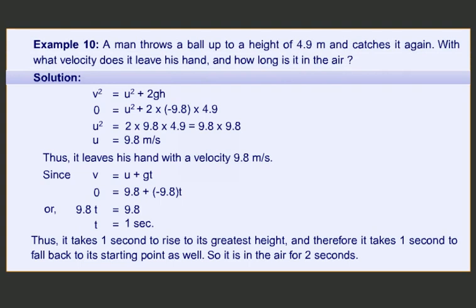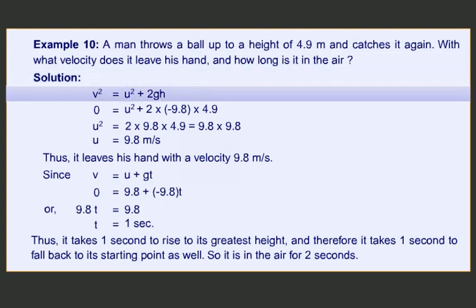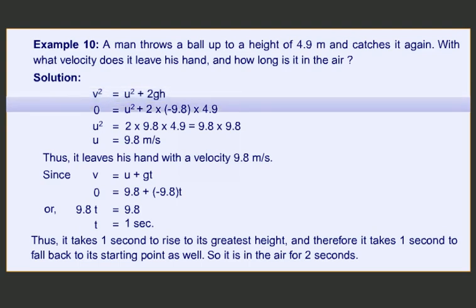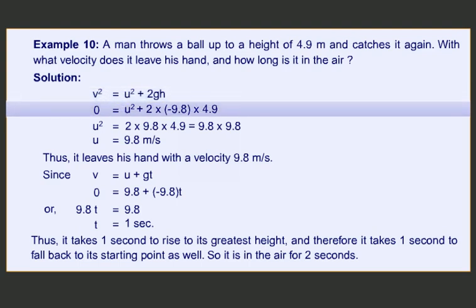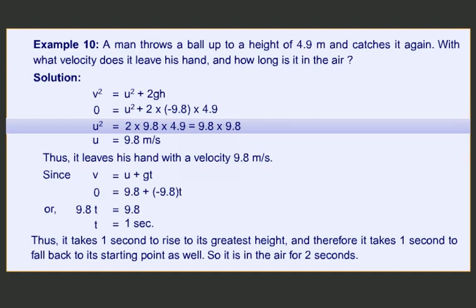Here we use the relation v square equals u square plus 2gh. Students, we have been given the value of v as 0, g as minus 9.8, and the height is equal to 4.9. Now using this relation, let us calculate the value of u. So we write 0 is equal to u square plus 2 into minus 9.8 into 4.9, or u square is equal to 2 into 9.8 into 4.9, which gives us 9.8 into 9.8.